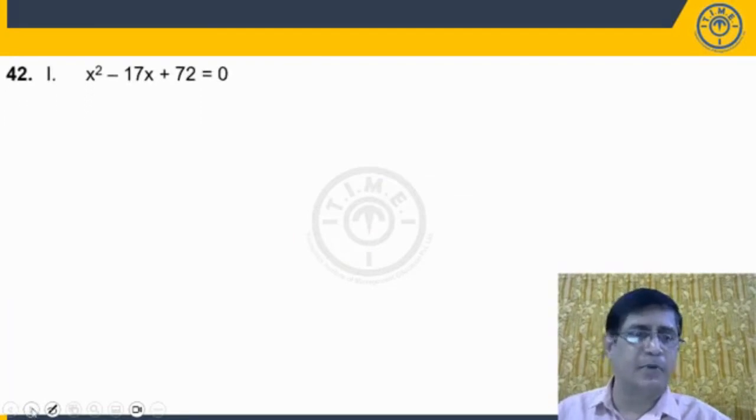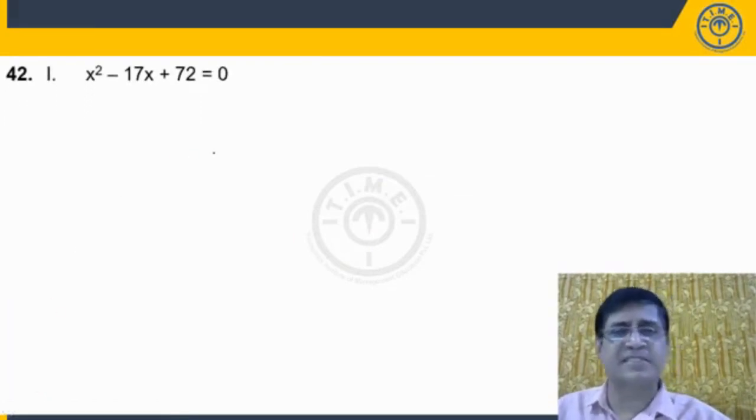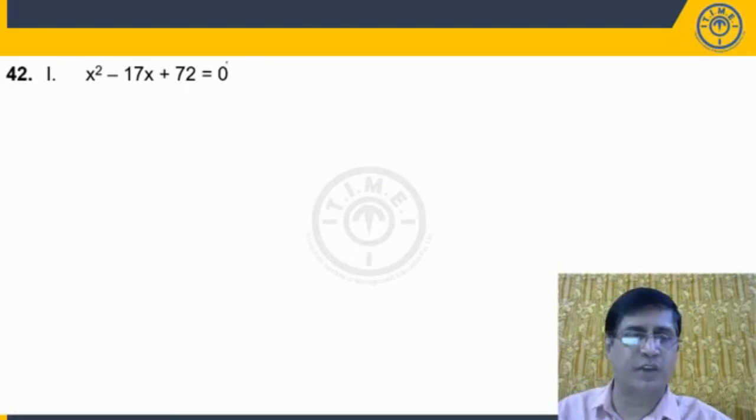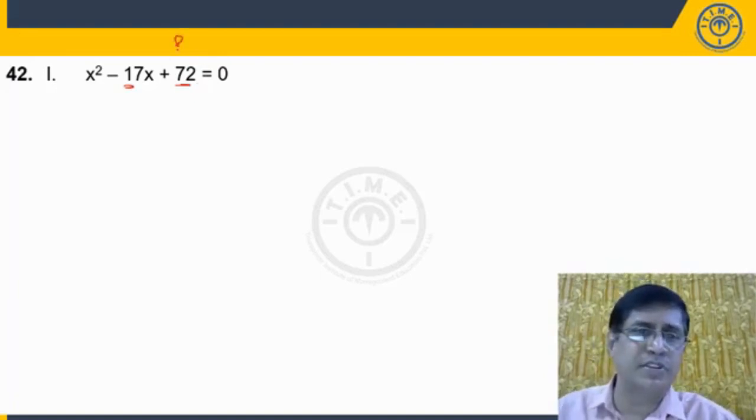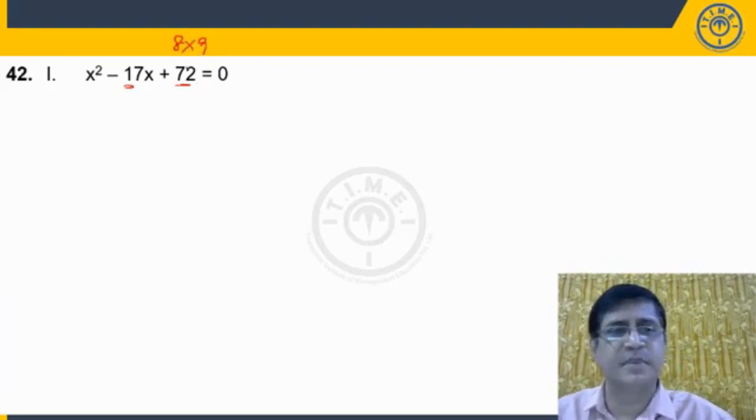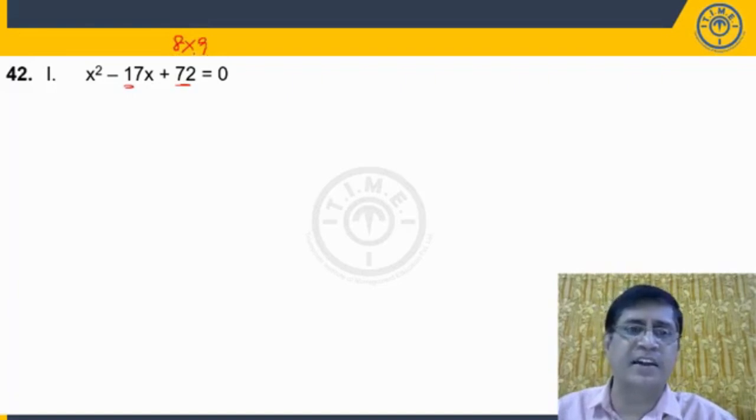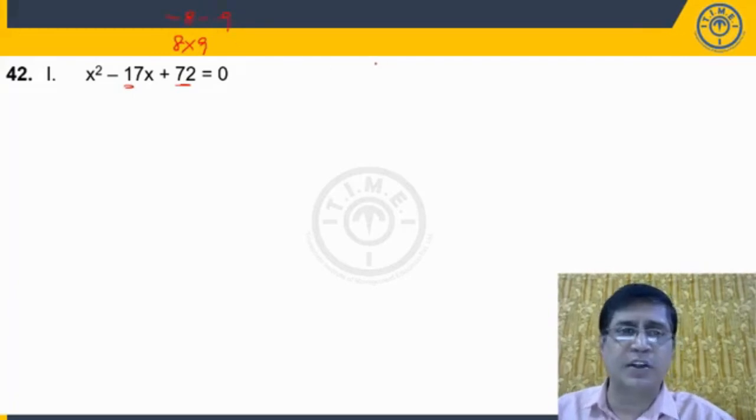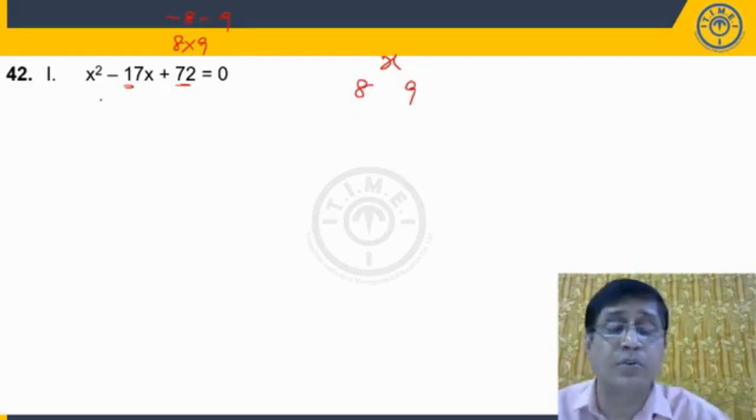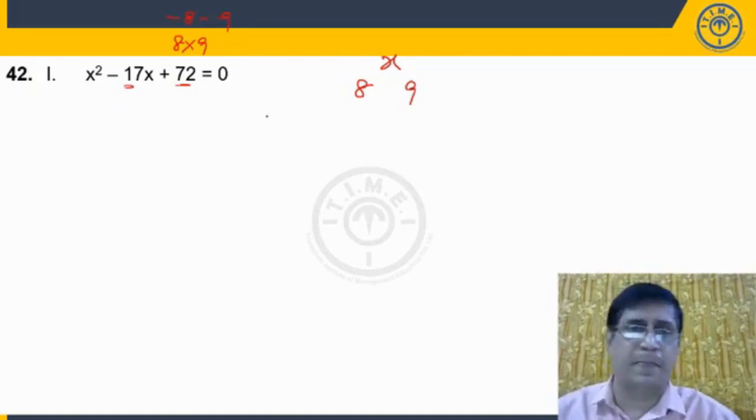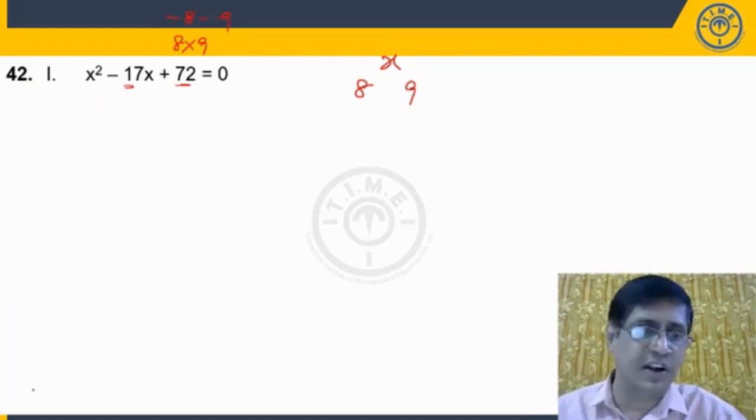Now, next example. x square minus 17x plus 72 is given. Now 17 is the middle term and the product is 72. What is the possibility? 72 is 8 into 9. So what is the sum of 8 and 9? 8 and 9 is equal to 17. So minus 8, minus 9. So what are the roots of x? Positive 8 and positive 9, by the coefficient of the x square term. These are the roots of the first quadratic equation.